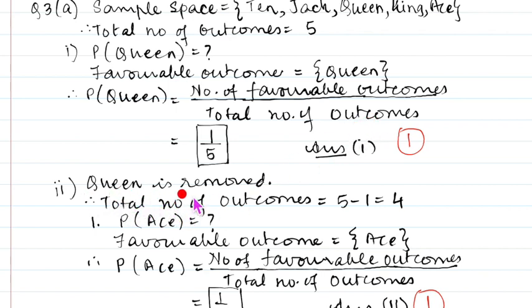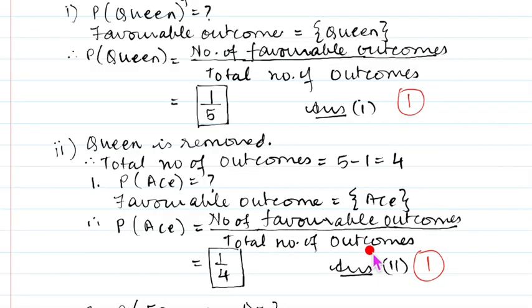Now in the second case, the Queen is removed. So the total number of outcomes, will that be 5? No, it will be 5 minus 1, that is 4. Now we say the probability of Ace. The favorable outcome is going to be Ace, that is one card, correct? And the probability of Ace will be number of favorable outcomes upon total number of outcomes.